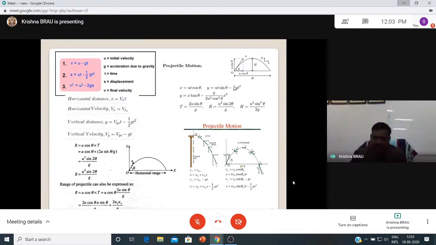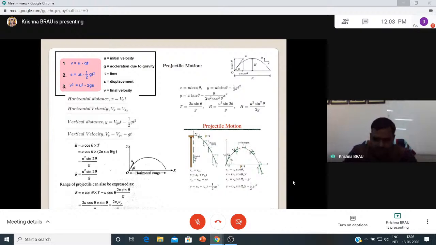x is equal to ut cos theta, y is equal to ut sin theta minus half gt square. If you can solve, we will get this second order equation, y is equal to x plus x square. That is what is called the parabola. See, that's why a projectile is always parabolic in nature.